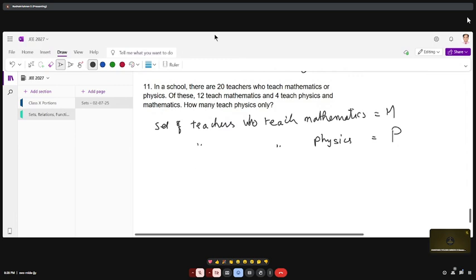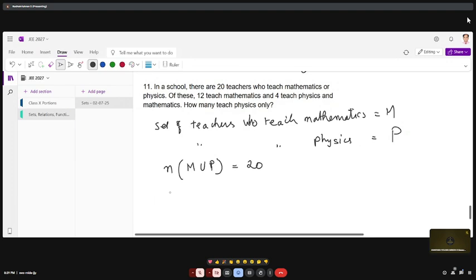So how can we write it in set notation? The number of people in the set who teach mathematics or physics. That means M union or intersection? If it is mathematics and physics, you will put intersection. If it is mathematics or physics, either one, so M union P. N of M union P is given as 20.